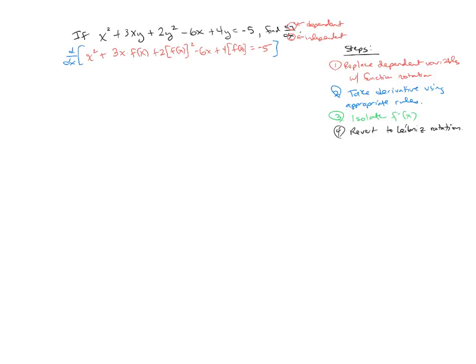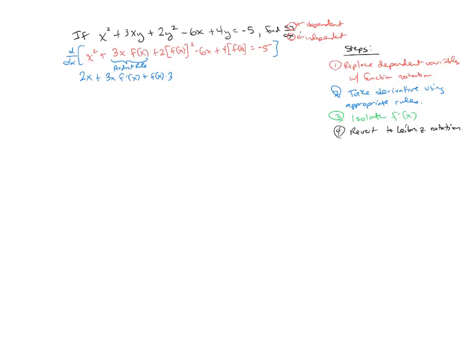This first thing, derivative of x squared, is just going to be 2x times the derivative of x with respect to x, which would be 1, plus, and then for this, because I have a multiplication going on, 3x and f of x, I have to use the product rule. So that would be first, which is 3x, times the derivative of f of x, which is f prime of x, plus second, which is f of x, times the derivative of 3x with respect to x, which is 3.